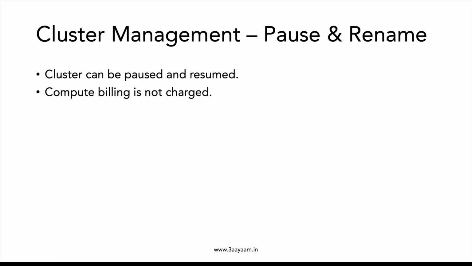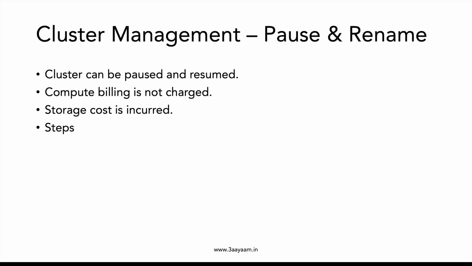So the node types that we have seen, DC2.large, DC2.8xlarge, then RA3 node types, all of them have some per hour billing. So if you pause that, the billing would also be paused, meaning that you will not be charged for the compute, but the storage cost is incurred, meaning that whatever data you have stored in those clusters, either it is DC2 or RA3, the storage cost will be incurred.